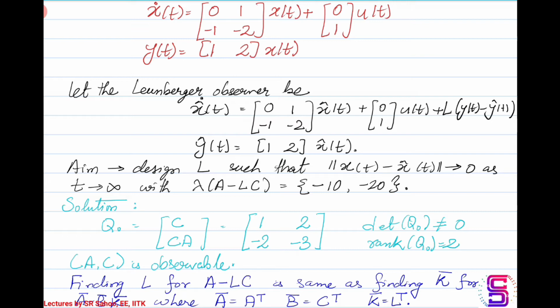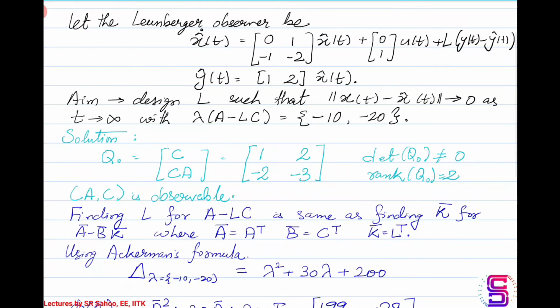What is our aim? Our aim is to design L such that the norm of x minus x hat goes to 0 as time approaches infinity. Basically, x and x hat become arbitrarily close to each other asymptotically. This is possible only when all the eigenvalues of A minus LC are in the open left half of the complex plane. Here we are specifying the exact location of the eigenvalues that we want for A minus LC: they have to be at minus 10 and minus 20.